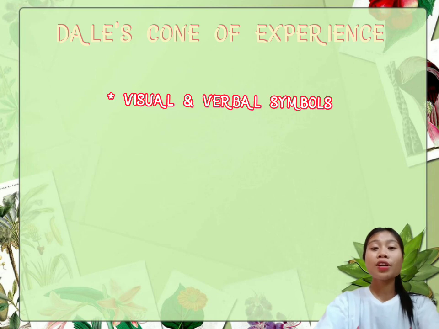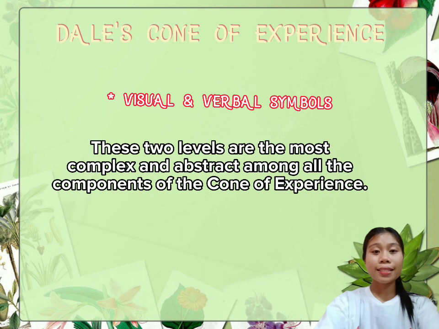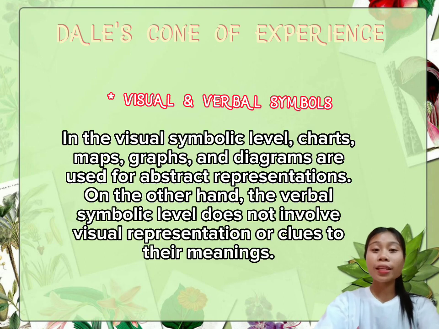Next are visual and verbal symbols. These two levels are the most complex and abstract among all the components of the cone of experience. In the visual symbolic level, charts, maps, graphs, and diagrams are used for abstract representations. On the other hand, the verbal symbolic level does not involve visual representation or clues to their meanings.